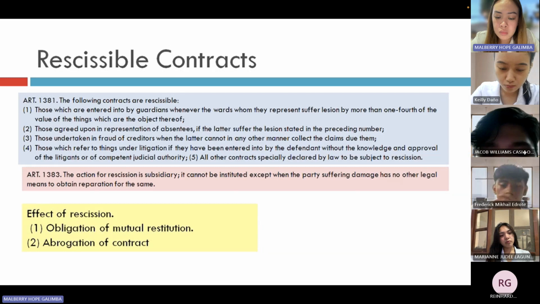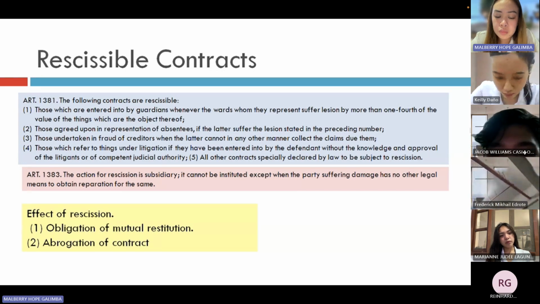Now, what are the effects of rescission? You have the obligation of mutual restitution. And second is abrogation of the contract. If the party avails of the remedy of rescission, one of the effects is mutual restitution.